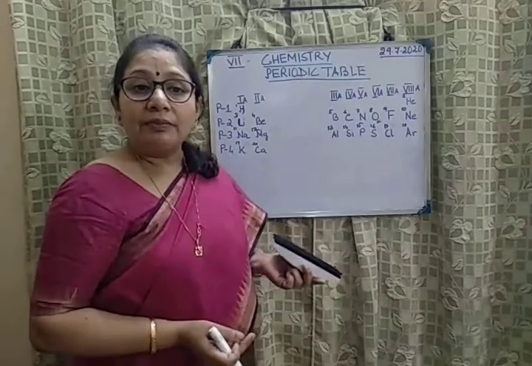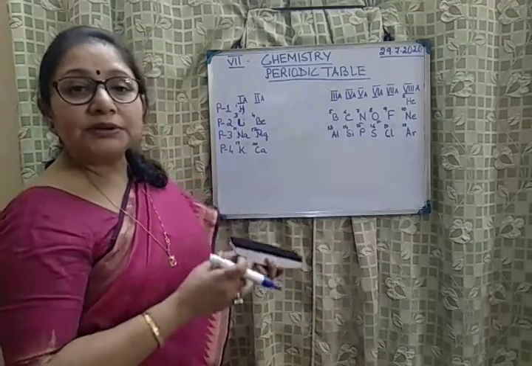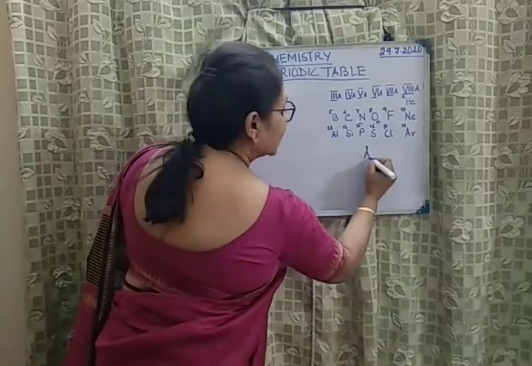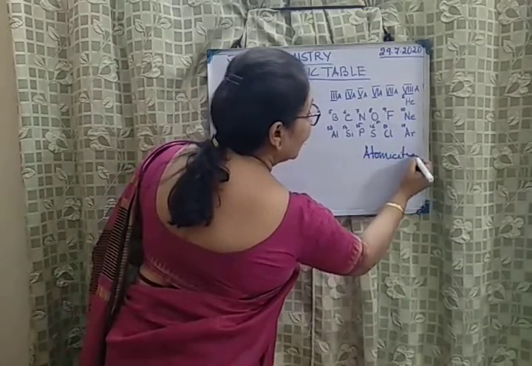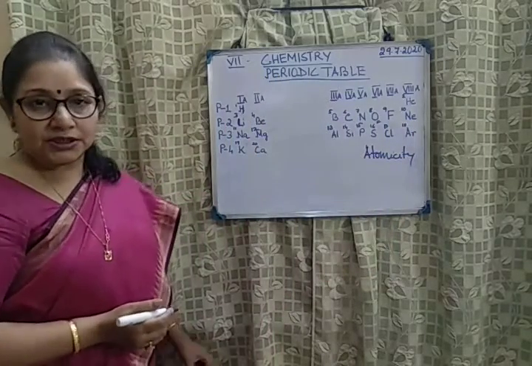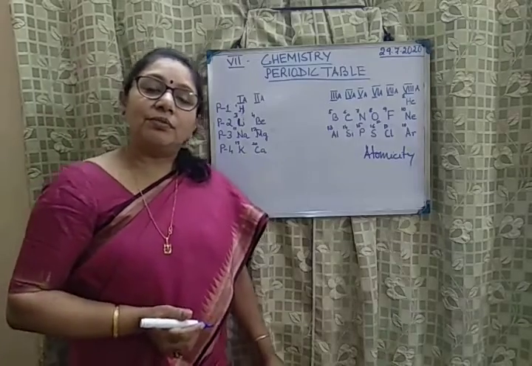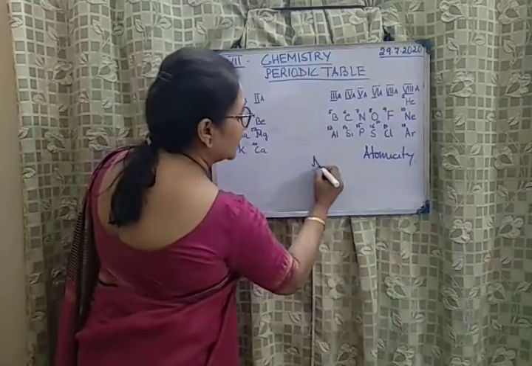A quick recap of how to write the symbols of a compound, and from the symbols, how to write the formula of a compound. Let us find out the definition of certain terms. What do we mean by atomicity? Atomicity is the number of atoms required to form one molecule of an element.